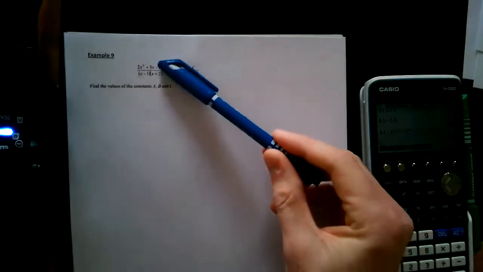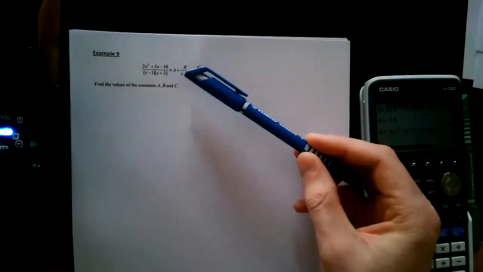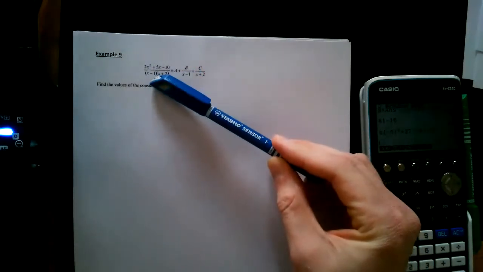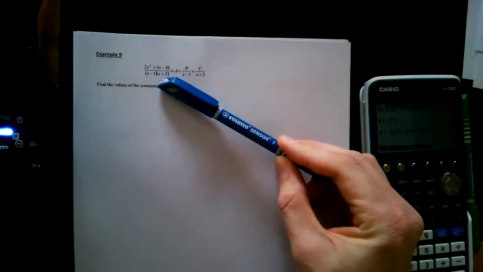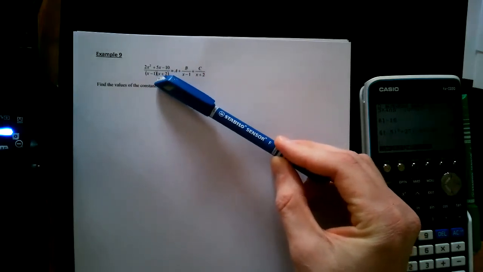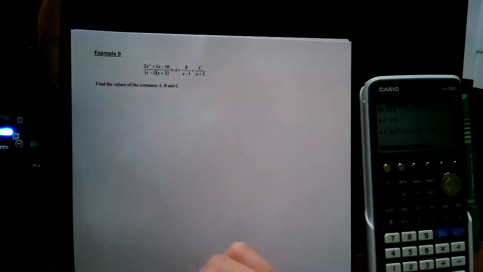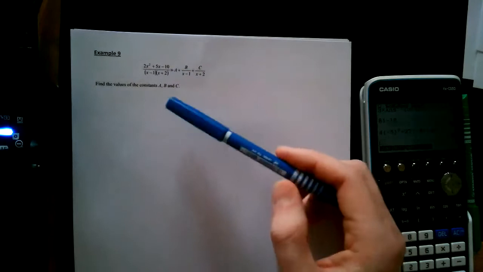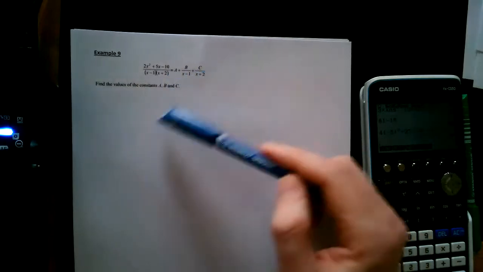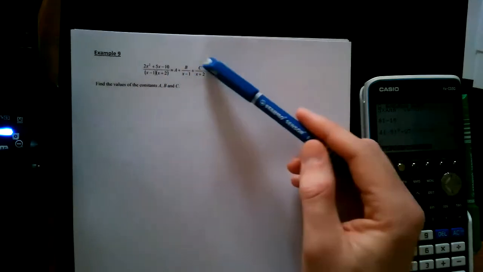So example 9. We've got an improper fraction here because the top is degree 2 and the bottom is degree 2. So using our rule before, the quotient should be 2 minus 2, which is 0. So I just have no x's in the quotient. And the remainder could be anything less than 2, so it could be 0 or 1.